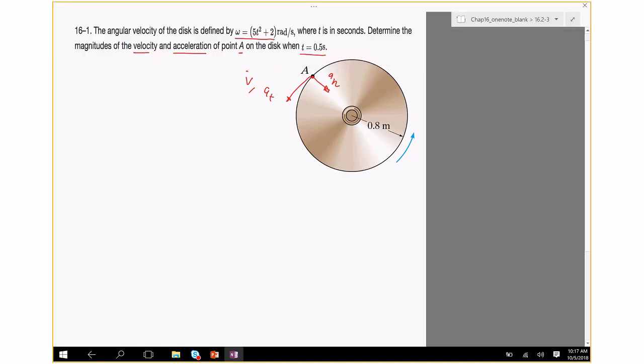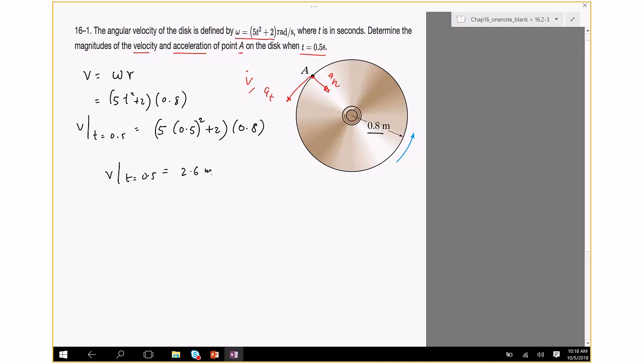Okay, so let's try to write the formulas for these things. Velocity is omega R. So omega is 5t squared plus 2. The radius is 0.8. And we need to find the velocity at time t equals 0.5. So velocity at t equals 0.5 equals 2.6 meters per second. And if you want the direction, it is going to be at right angles. I've shown the directions. The velocity direction is at right angles to the line joining the center to A.